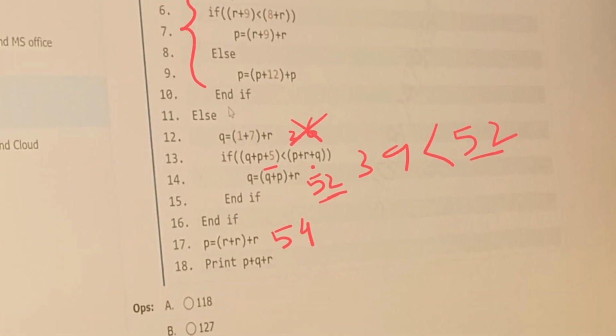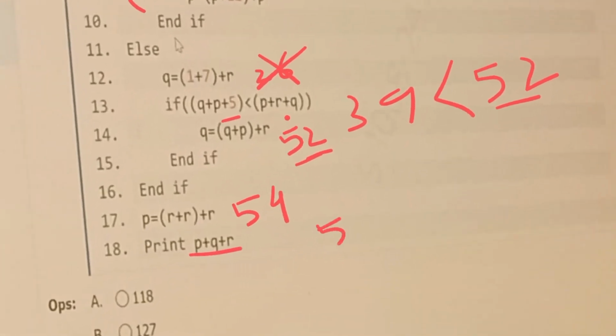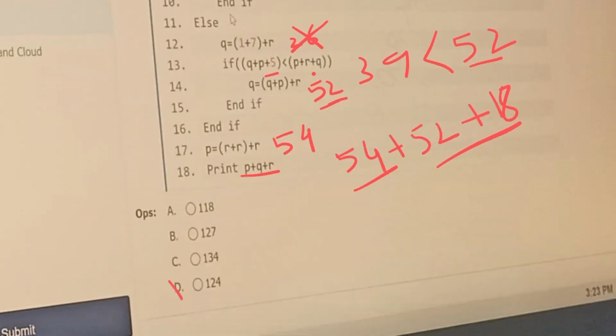So what will be the value of p plus q plus r? That is 54 plus 52 plus 18. 52 plus 18 is 70, plus 54, that is 124. So this is the correct answer. I hope you understood.